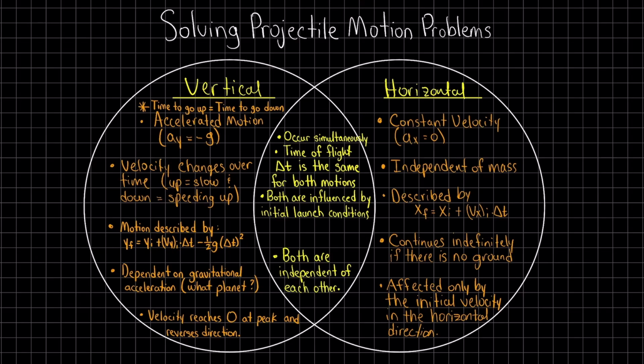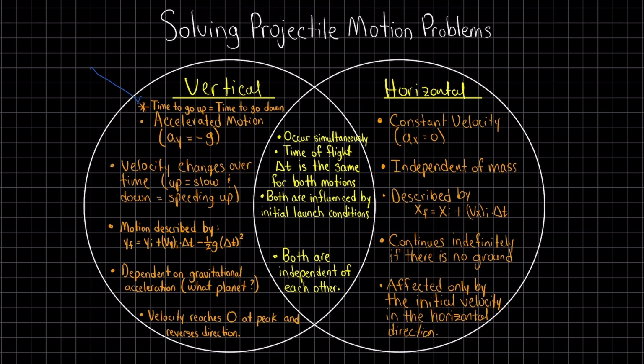Let's get started. Before we solve projectile motion problems, let's quickly review the key concepts you need to fully understand. Here I've drawn a Venn diagram that illustrates the similarities and the differences between the horizontal and the vertical motions of a projectile. Let's begin with the vertical motion because there is a key concept I forgot to mention, and that's the one here with the asterisk.